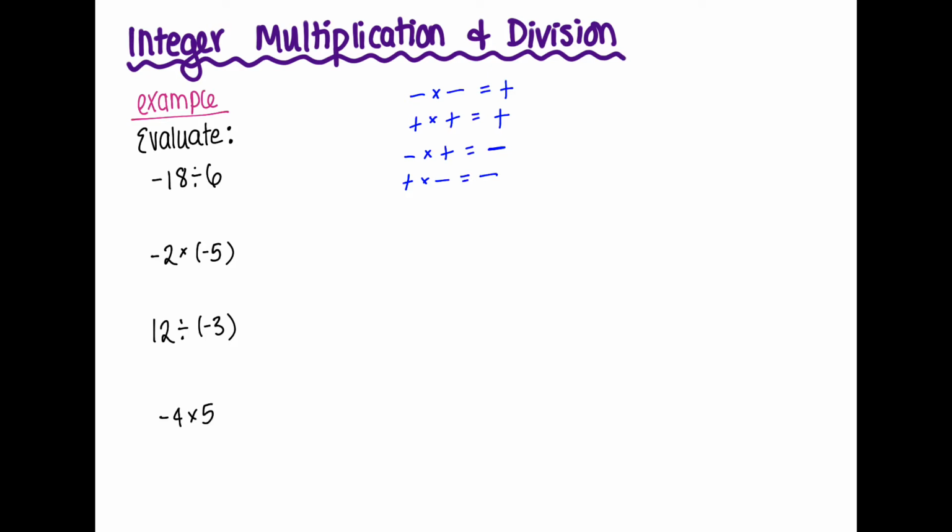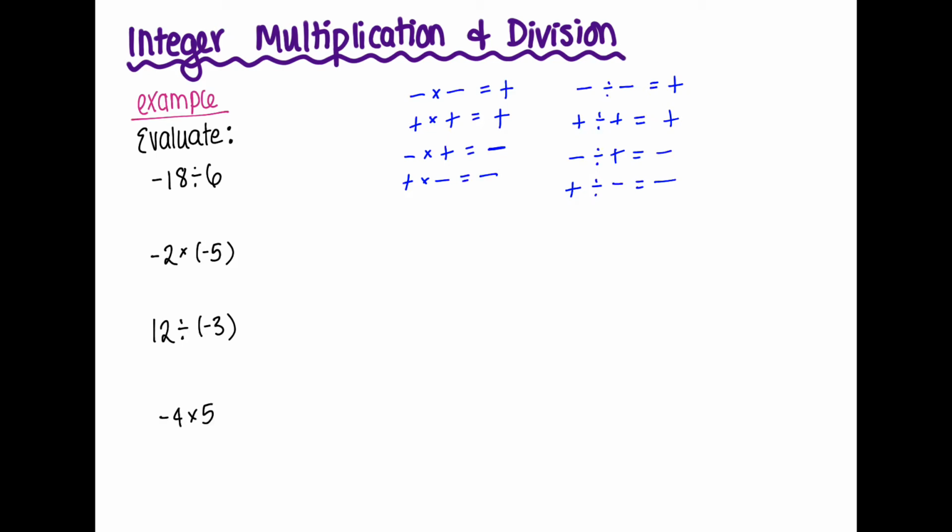So this also works with division. A negative divided by a negative is going to give you a positive. A positive divided by a positive is going to give you a positive. A negative divided by a positive will give you a negative. And a positive divided by a negative will give you a negative. So the rules are the same for multiplication and division when it comes to signs.